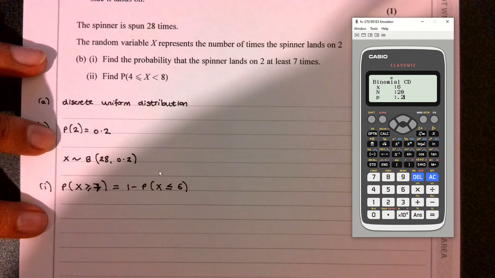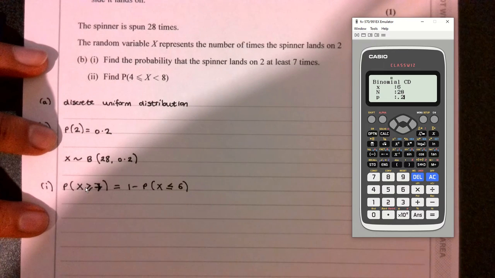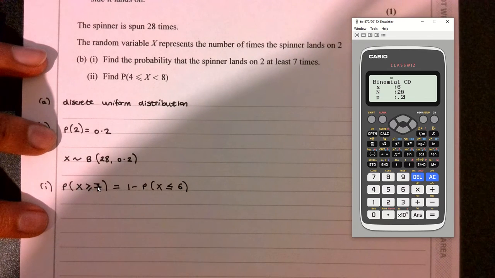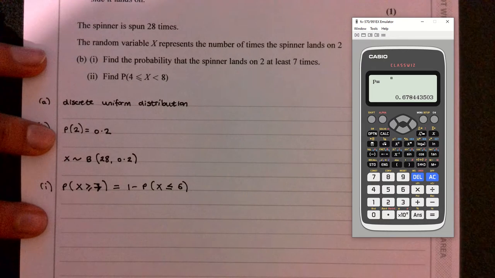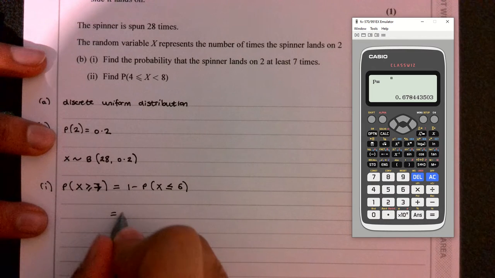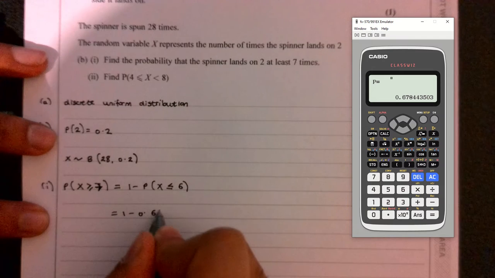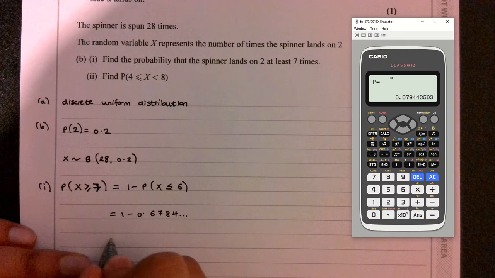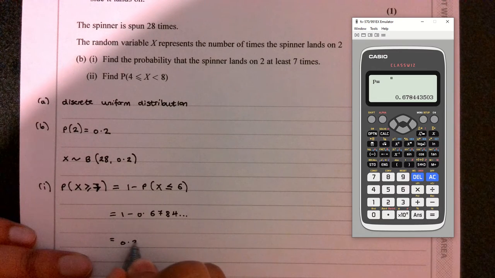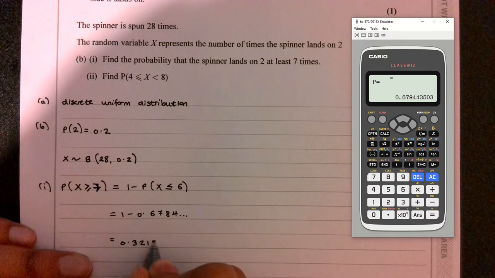The reason I put the probability of x being greater or equal to 7 as 1 minus the probability that x is less than or equal to 6 is that the calculator can easily calculate this for us. So if I press equals, we end up over here with 1 minus 0.6784, etc. And if we work out this value, we end up with 0.3215, etc.